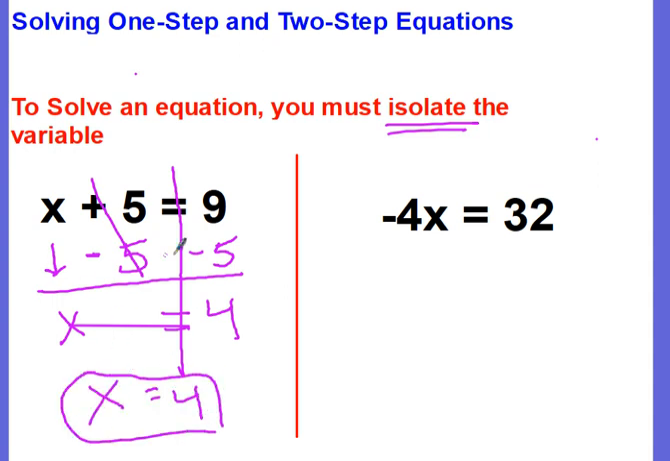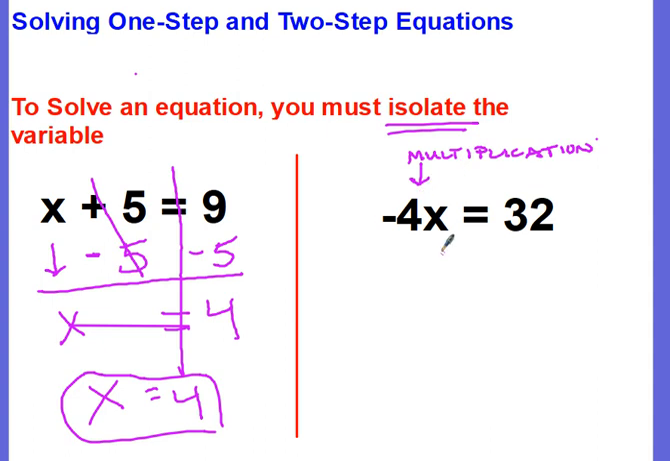And that makes sense because 4 plus 5 equals 9. Now, over here, we have negative 4 times x equals 32. When we have a number attached to a variable like this with nothing in between, this means multiplication. Let's write an arrow to that because we always forget: this means multiplication. With multiplication, the number that's attached to the variable is called the coefficient.